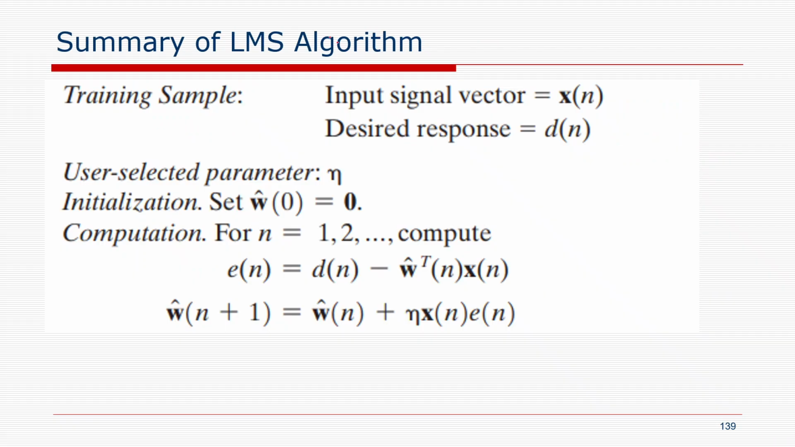Now, what is the summary of the LMS algorithm? For the LMS algorithm, the input vector is given by the input signals, that is x of n. Desired responses are given by d of n, and a user selected learning rate parameter. Then we can start the initial weight vector with random values, or we can start with 0. Then we compute for n number of iterations. In each iteration, we find the error by computing the difference between the desired output and the predicted output. And after that, the next update of the weight is going to be taken.